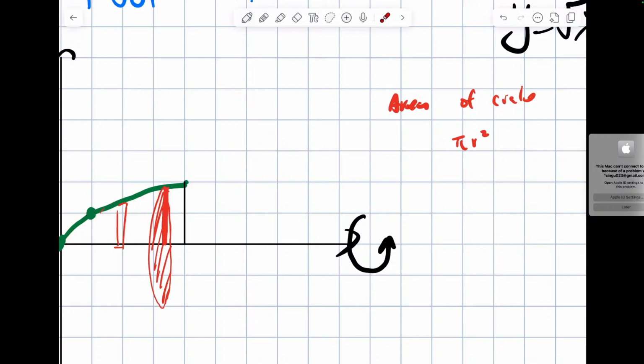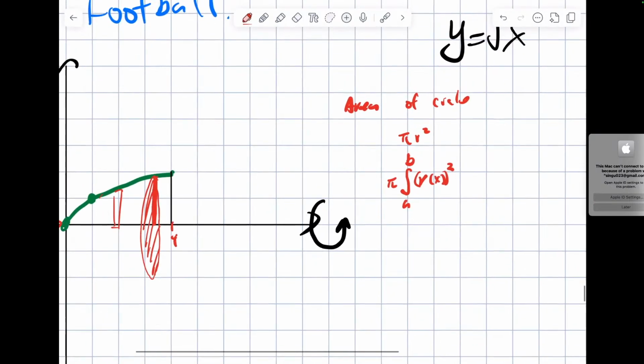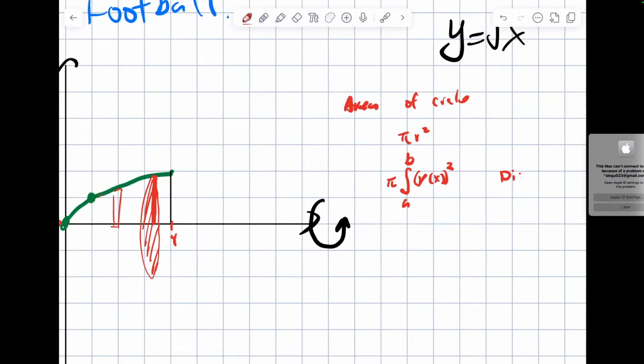So can I say that I have an integration of pi, which is a constant? We can always take a constant out. And we can say this is a function of r of x. Why is it r of x? Because this function is based on the height of this slice of watermelon. And I can square it. And when do we stop? We stop at 0 and we stop at 4. So it'd be 0 to 4. So it's from a to b.